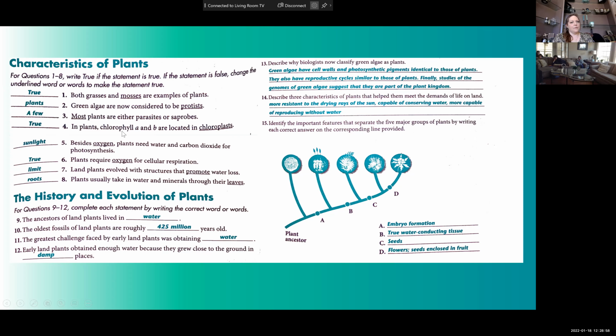Let's see, what else do we have? In plants, you got chlorophyll A and chlorophyll B, they're in the chloroplasts, right? Sunlight and oxygen are needed for photosynthesis. Plants do require oxygen for cellular, that's not right.